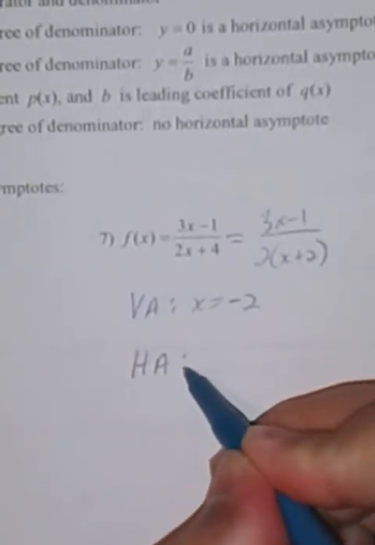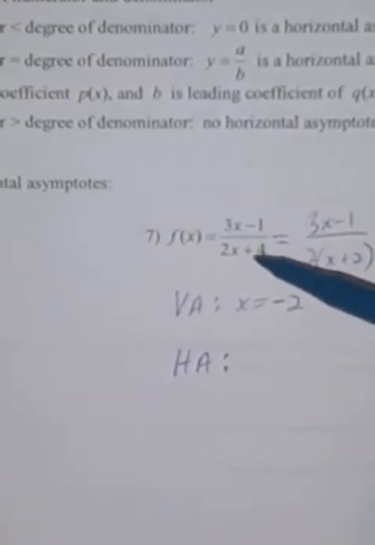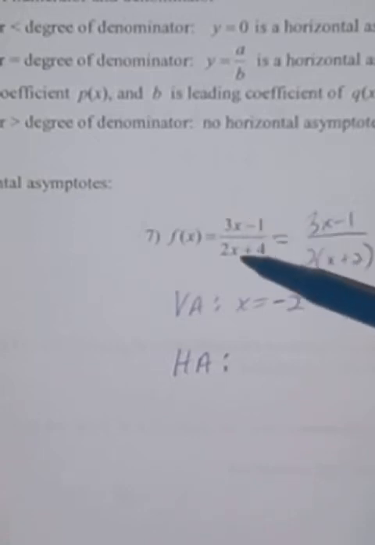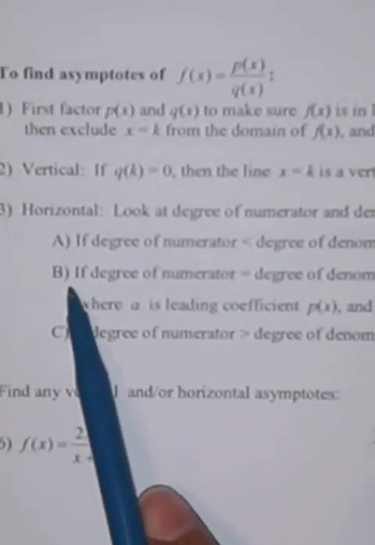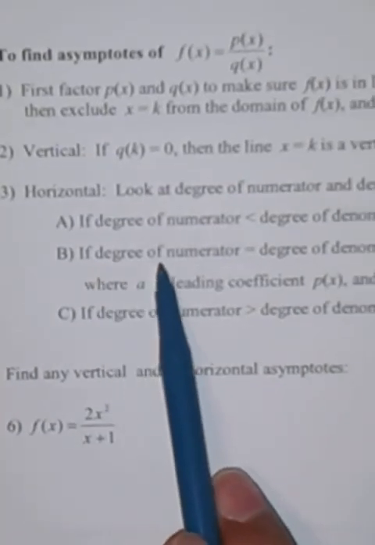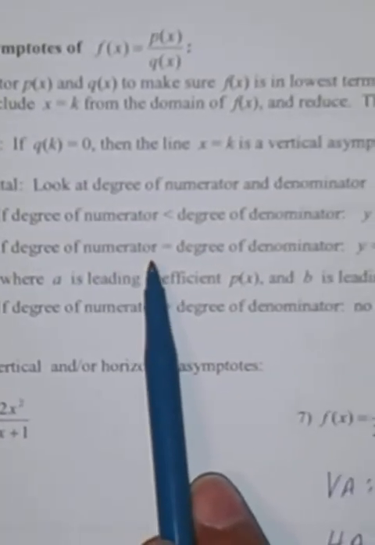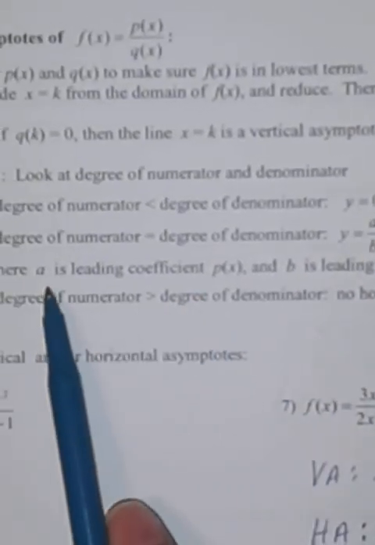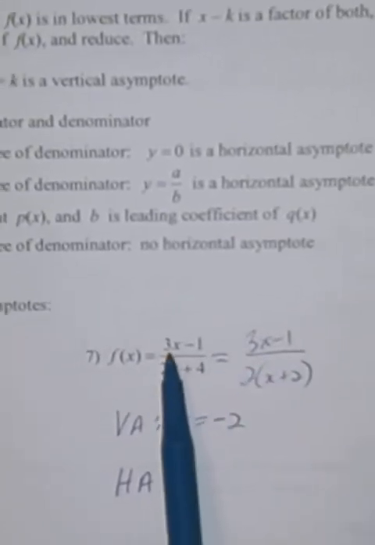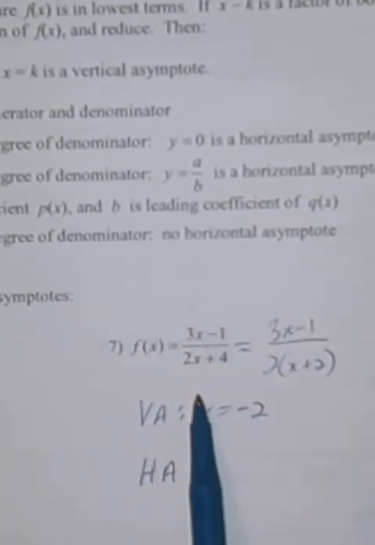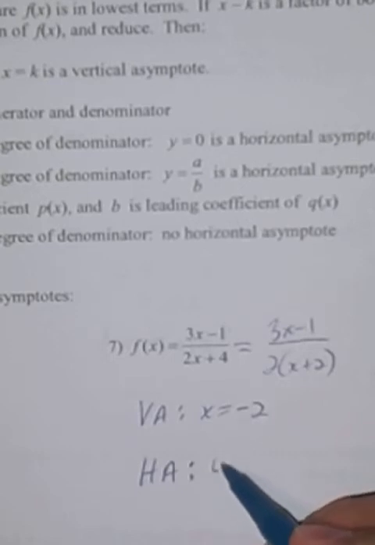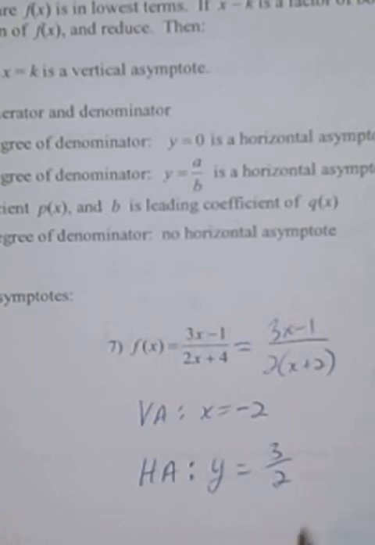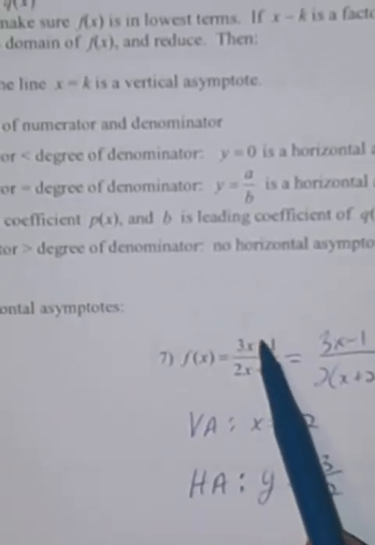Horizontal asymptotes, we look at the degrees of top and bottom. I'm going to look at the original expression; it's easier to see the degrees. The degrees are 1 and 1. The degrees are the same. So this is an example of criteria B, right? This says if the degree of the numerator is the same as the degree of the denominator, then y equals a over b is a horizontal asymptote. A is the leading coefficient of the top, and b is the leading coefficient of the bottom. So this will be y equals leading coefficient over leading coefficient, 3 over 2. Remember, this is only when the degrees of the top and bottom are the same.